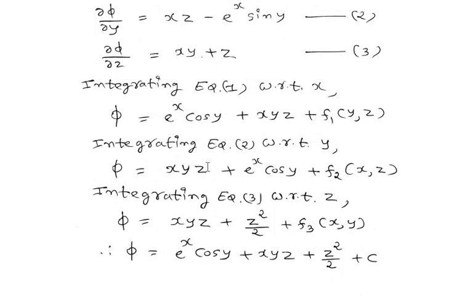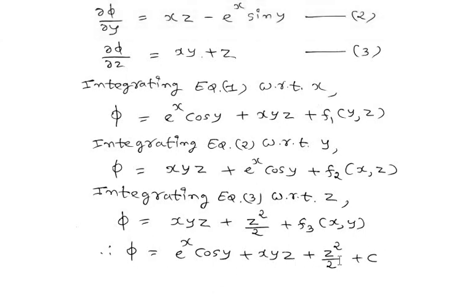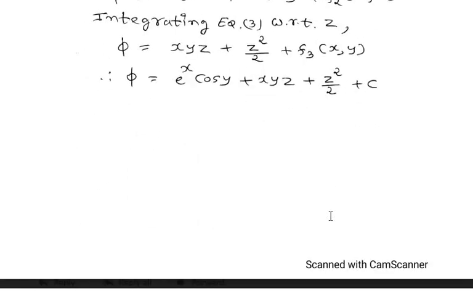So collectively from these three equations we have to write down phi. We have to write down the repeated term only once. That is, e raised to x cos y is repeated 2 times, so we will write it only once, that is e raised to x cos y, and xyz is repeated 3 times, so we will write it again only one time, that is xyz, and the last term is z square by 2. These are constant functions, that is function of yz, function of xz, and function of xy, and that is replaced by c. So this is the required scalar potential function. Okay, right?